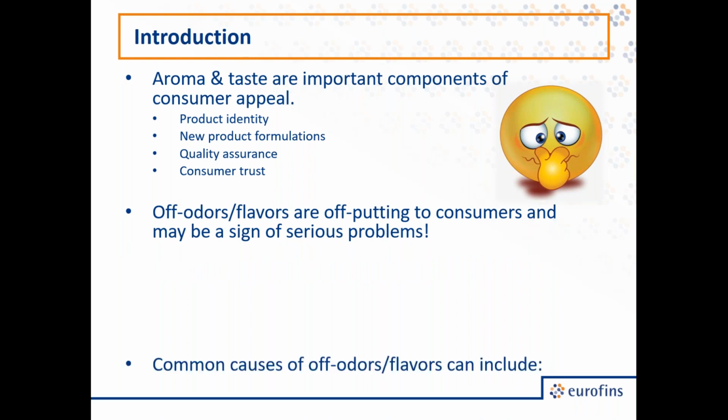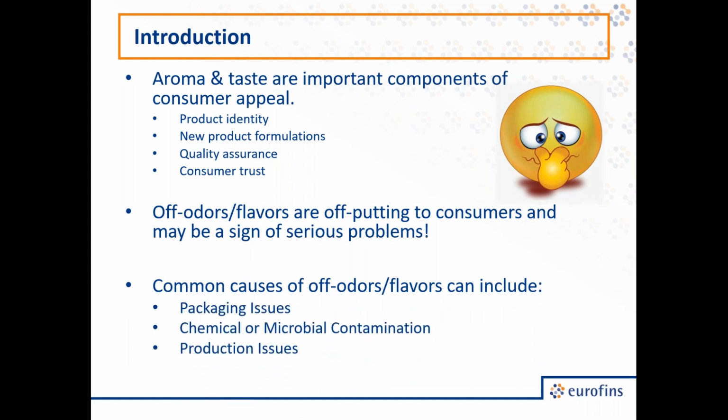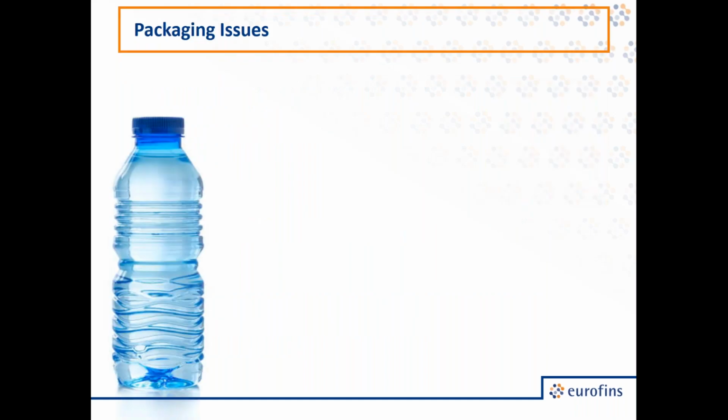And very broadly, causes of off odors and off flavors can be broken down into 3 major groups. These include packaging issues, chemical or microbial contamination, and production issues. And there's a fair amount of overlap between these classes, as you will see. So when we're talking about packaging issues, this can result in a number of different problems.